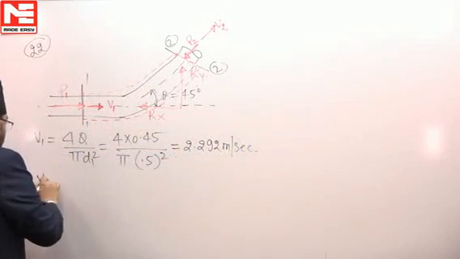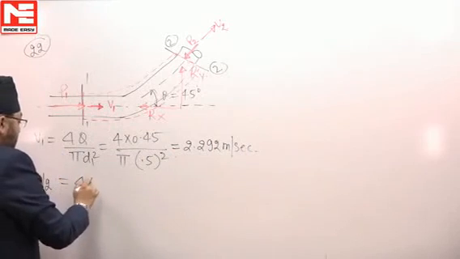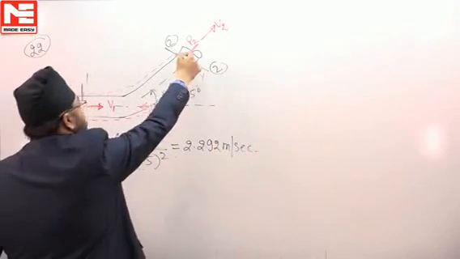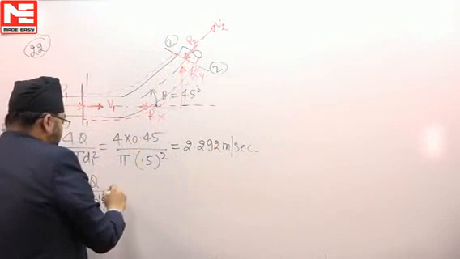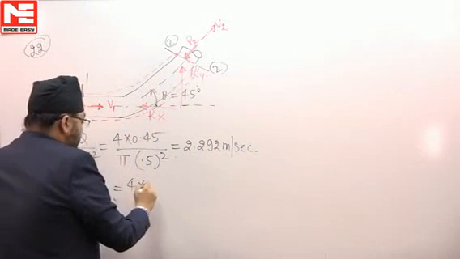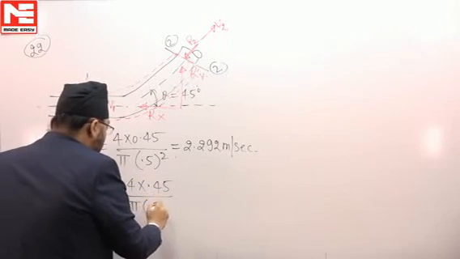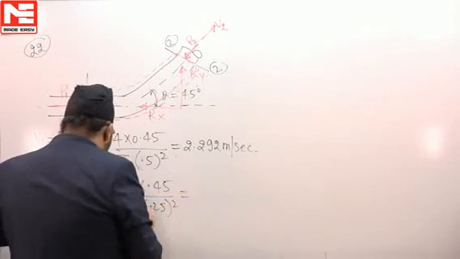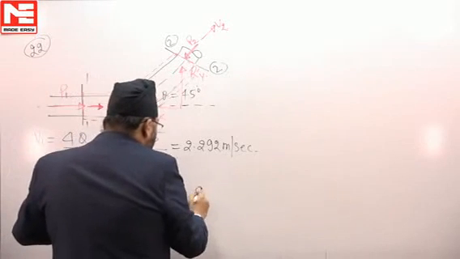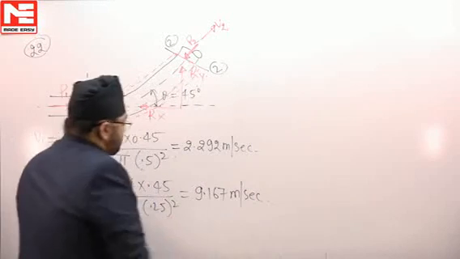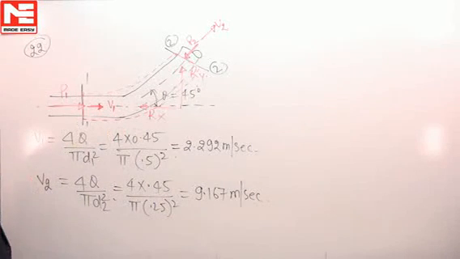Similarly, we can find the value of v2. v2 will be 4Q by pi d2 square, where d2 is the cross-section diameter here, which is 250 mm. So this will be 0.45 by pi times 0.25 squared, and this v2 will come out to be 9.167 meters per second. So velocity is known.